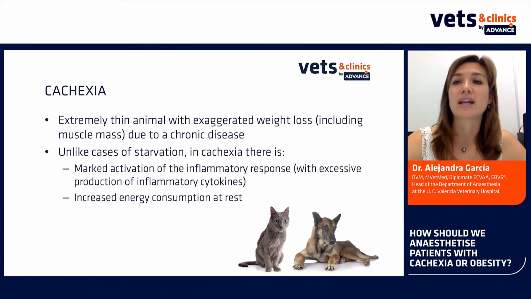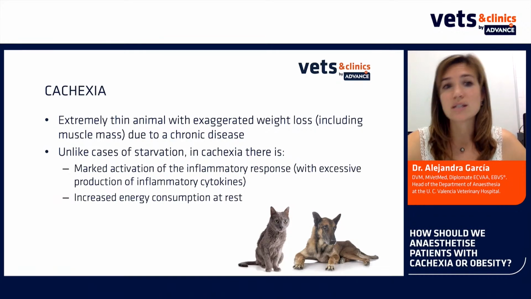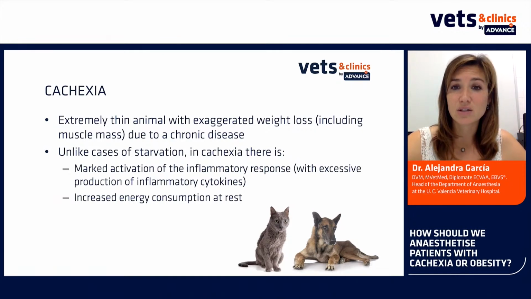So let's talk about cachexia, which is an extremely thin animal with exaggerated weight loss, including muscle mass, due normally to a chronic disease. Unlike cases of starvation, in cachexia there is a marked activation of the inflammatory response with excessive production of inflammatory cytokines and increased energy consumption at rest.